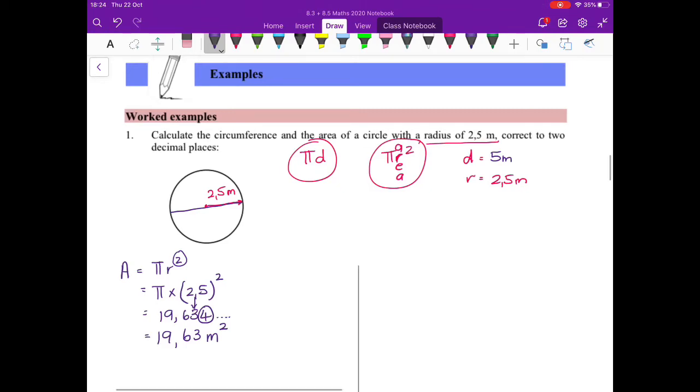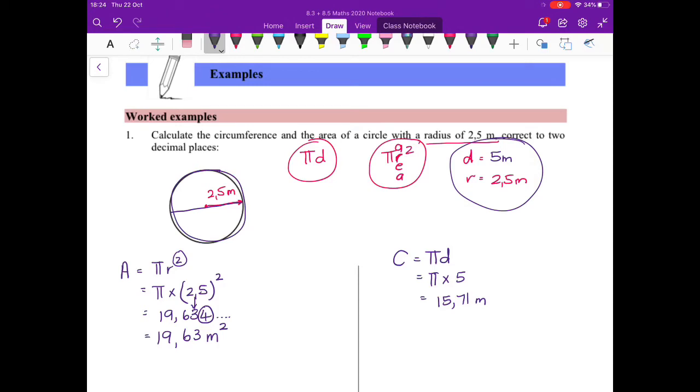Let's work out the circumference. So circumference equals pi d. And you see, if I've done this, then all I have to do is look up there and see what I need to substitute. So pi times my diameter, which is 5, and pi d is going to give you 15,71 meters. And remember, circumference is the outer edge. It is one-dimensional, so we have our invisible 1 over there.